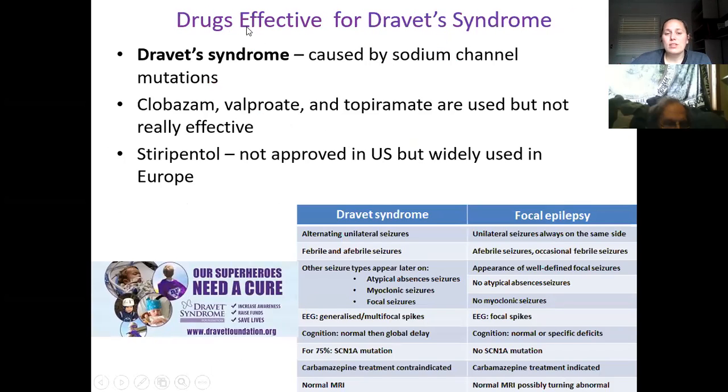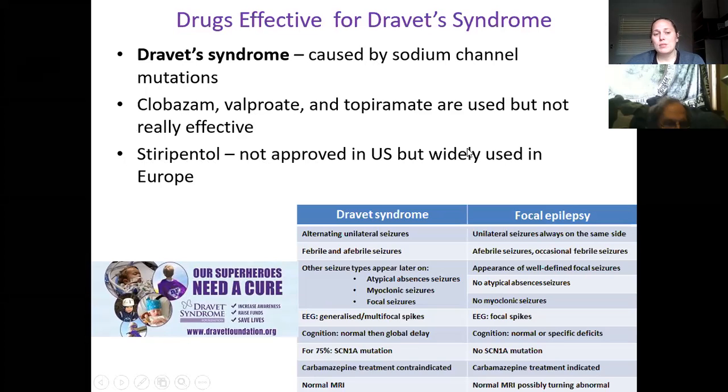Next, the drugs that are going to be effective for Dravet syndrome. This is a genetic disease caused by a sodium channel mutation. Last lecture, Keith brought up the idea of a channelopathy. This would be a great example of a channelopathy, where you have a specific mutation located in a specific channel, such as the sodium channel, that leads to a disease state. You can see here that there's this laundry list of drugs that we've previously discussed that are applied, but it shows that they're not really effective.